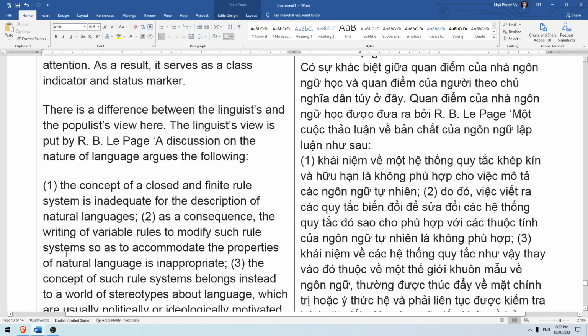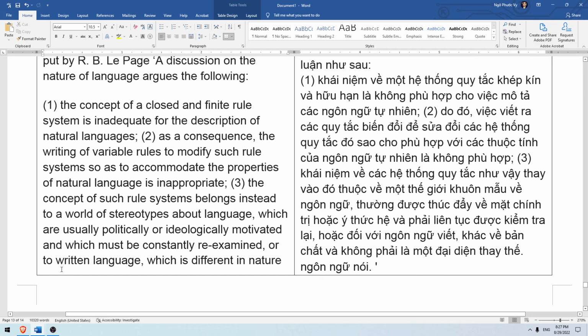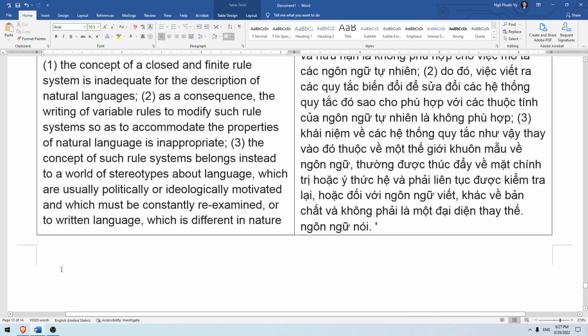There is a difference between the linguist and populist view here. The linguist view, put by R. B. Le Page in a discussion on the nature of language, argues the following. One, the concept of a closed and finite rule system is inadequate for description of natural languages.